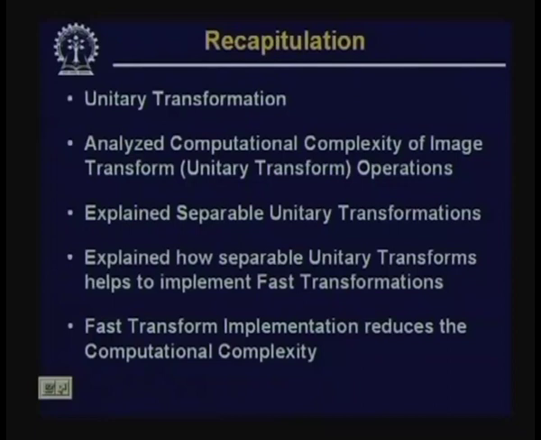In the last two classes, we have seen the basic theories of unitary transformations, and we have analyzed the computational complexity of the unitary transformation operations, particularly with respect to image transformations. We have explained the separable unitary transformation, and how it helps to implement the fast transformations. And as we have seen during our last class, fast transformation implementation reduces the computational complexity of the transformation operations.